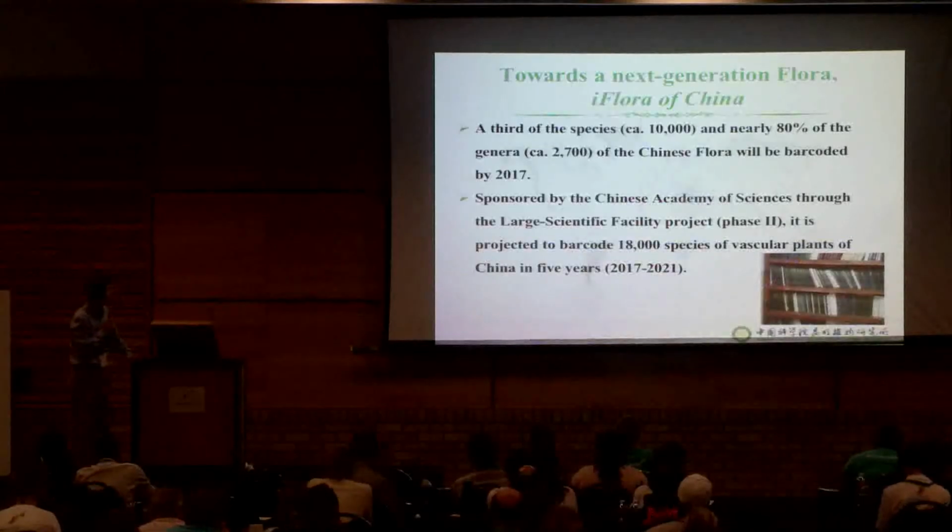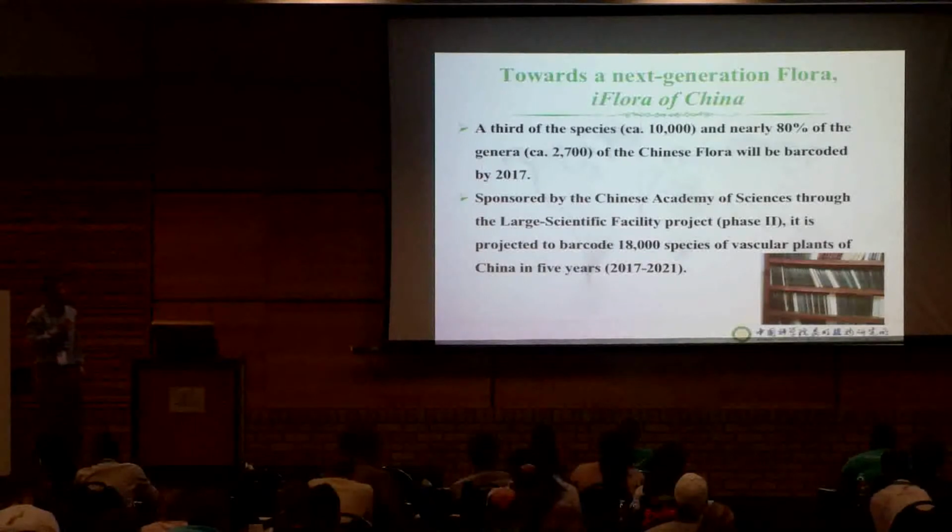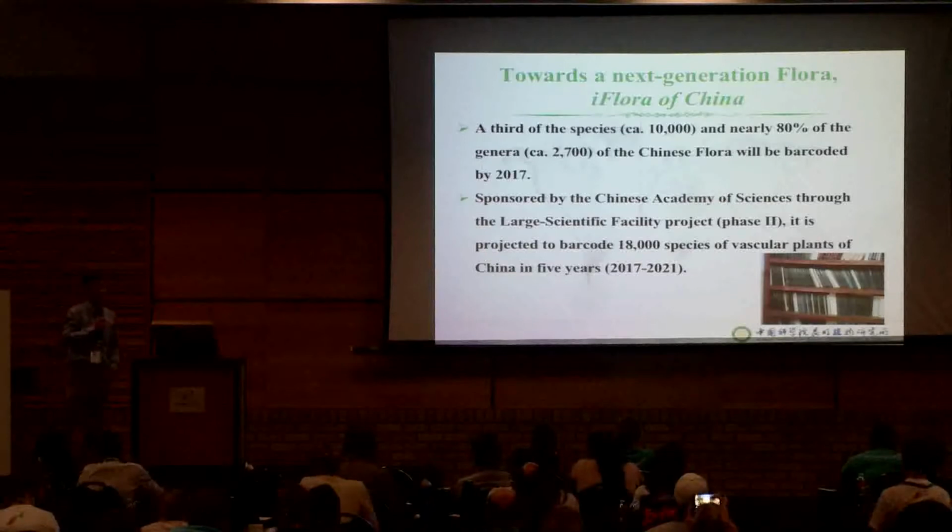So the new goal now, we were just lucky enough this year received a new project from the Chinese Academy of Sciences to barcoding more species. In this case, we targeted to barcoding 18,000 species, which is 60% of the vascular plant flora of China in 5 years' time. So this is the target.